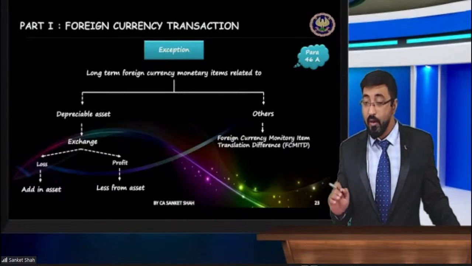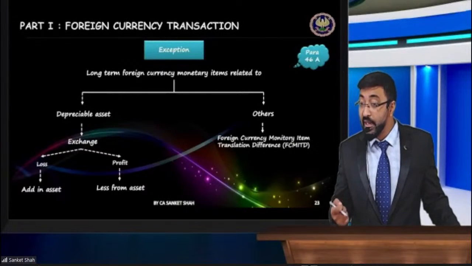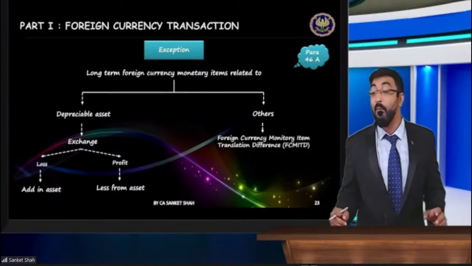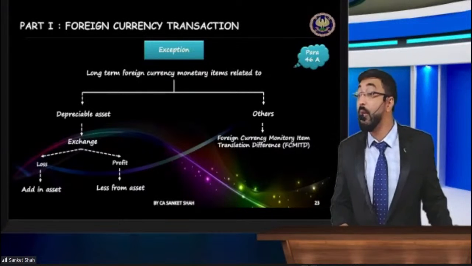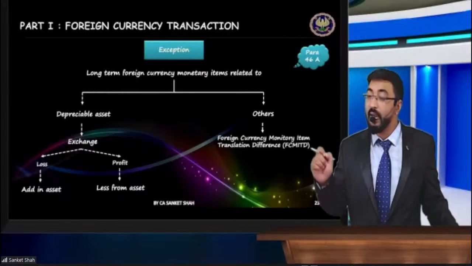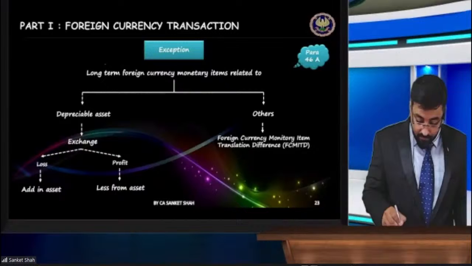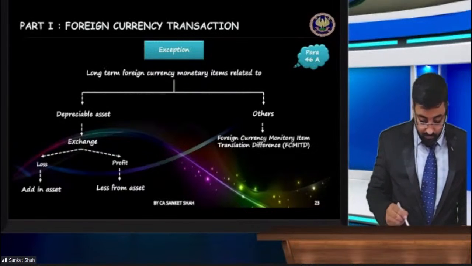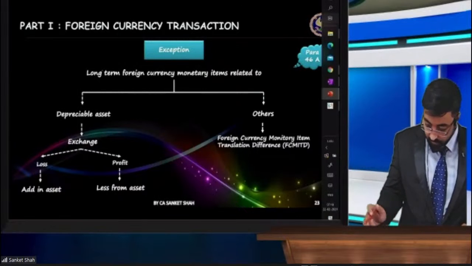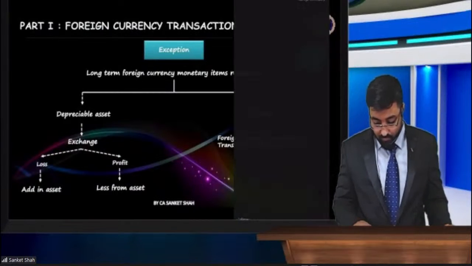Long-term foreign currency monetary means creditors, and if creditors are long-term, it means if you purchase an asset and you are making payment in installments like hire purchase, and if you are making payment after 1 year, this is a long-term foreign currency monetary item. These are creditors which are payable after 1 year. So in short, you can write here: creditors which are payable after 1 year.